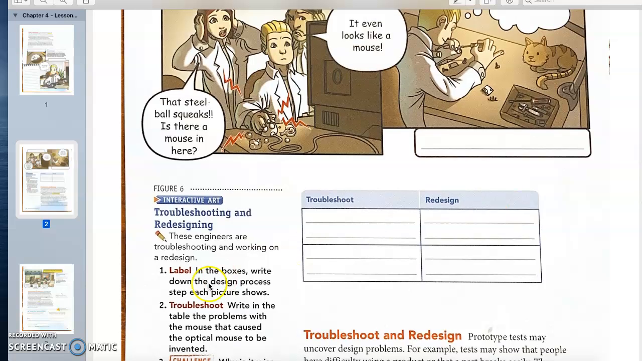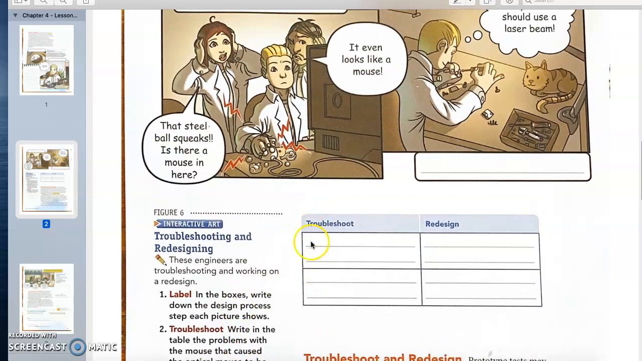So for number 2, it says troubleshoot. Write in the table the problems with the mouse that caused the optical mouse to be invented. So what were the 2 problems that they addressed in the comic? Or in our reading? Right. Part of the problem was the ball was too noisy. So in the box you can write ball was too noisy.